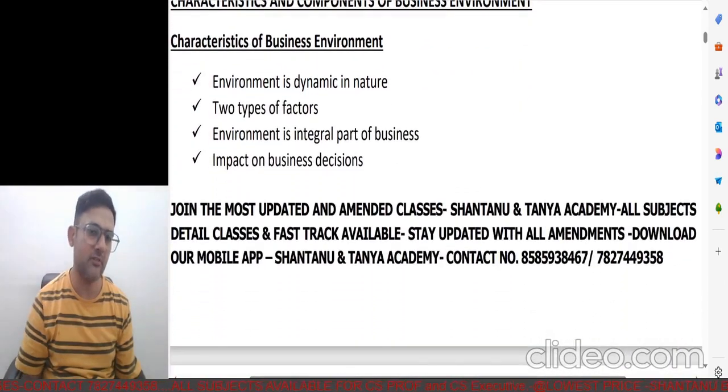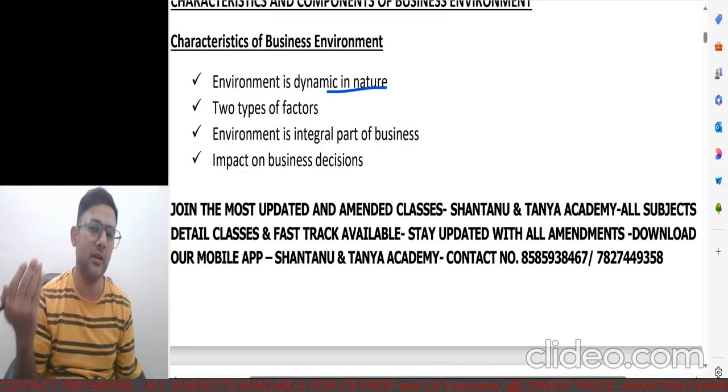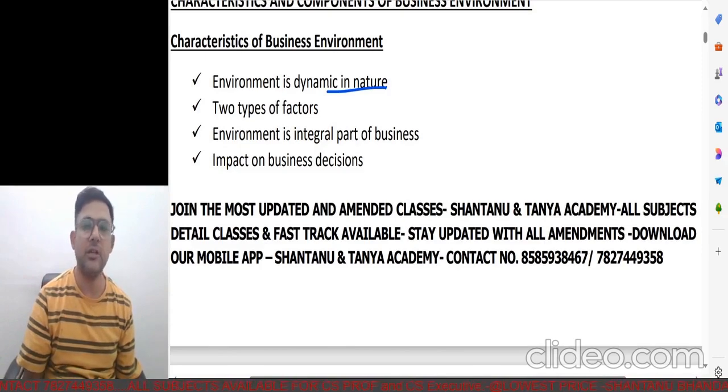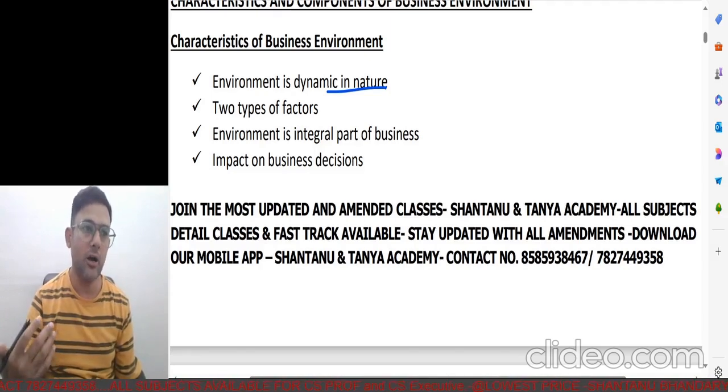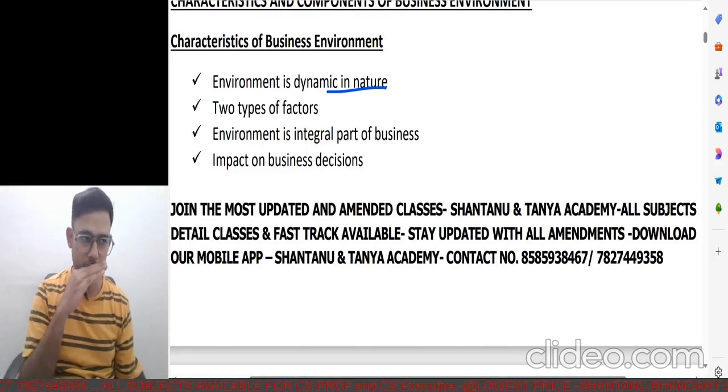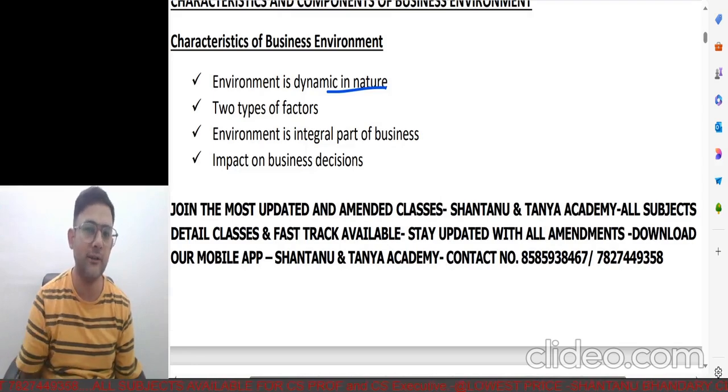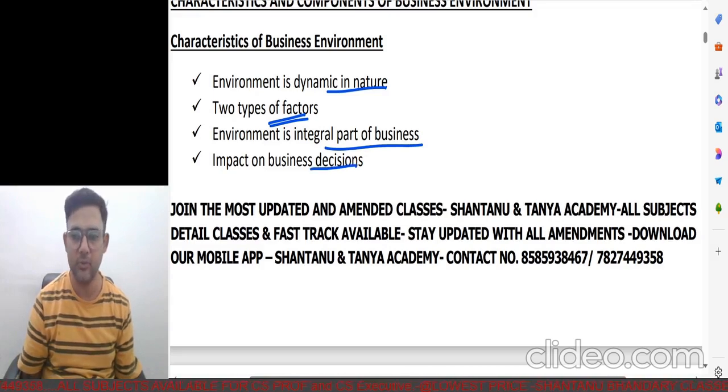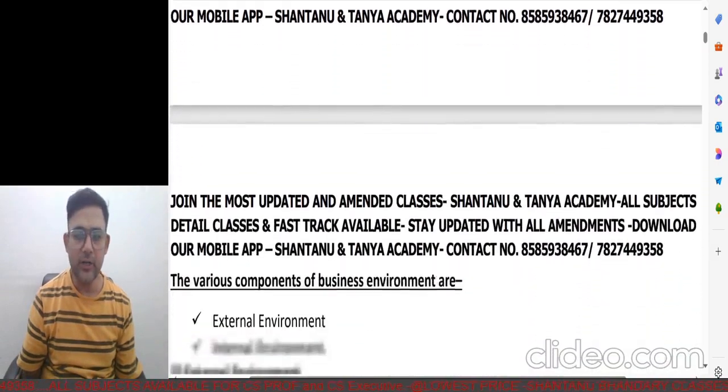Characteristics and components of business environment. The characteristics: business is obviously dynamic in nature. It keeps on changing. It is not static. We discussed that in chapter number one, where we said strategy is not static. It keeps on changing, and the business environment is also not static. Again, we have read in this chapter that it doesn't operate in a vacuum. It actually gets influenced by the environment. It has two factors, external and internal. Environment is an integral part, because business doesn't operate in a vacuum. All of that is part of the characteristics of the business.